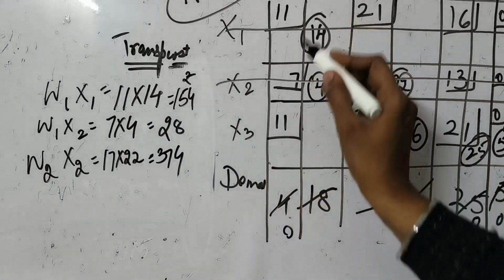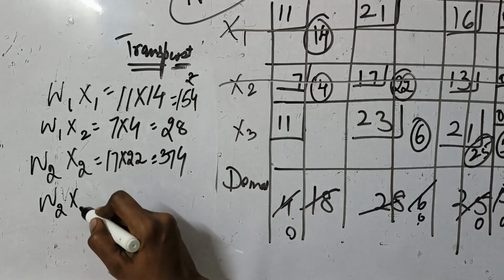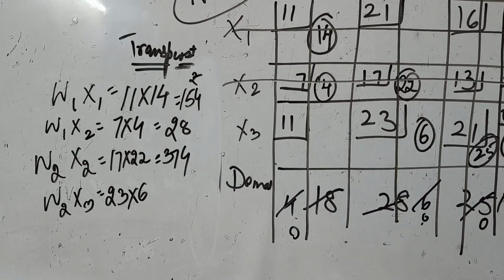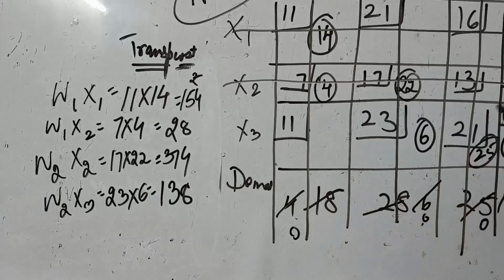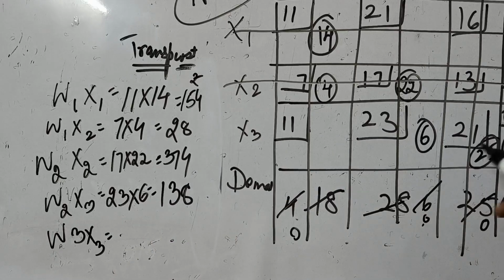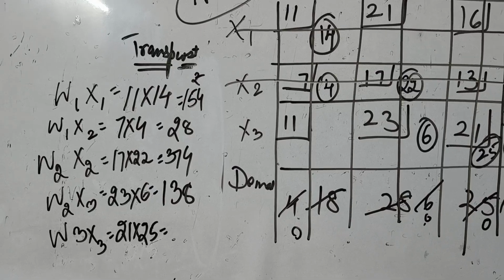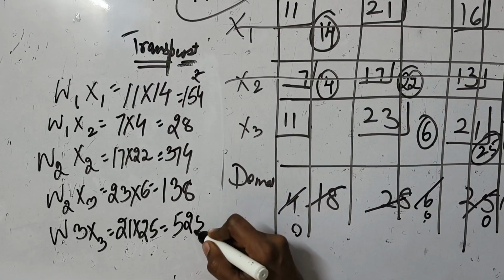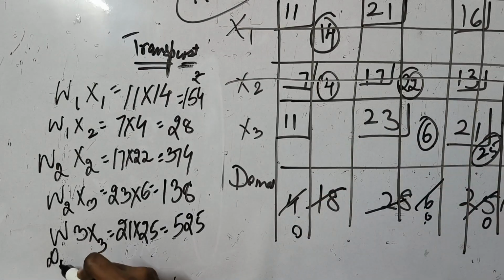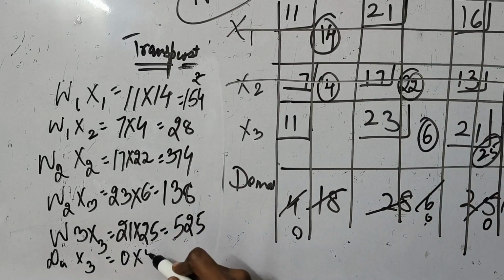The next cell we got is W2 X3, and the values are 23 into 6. It comes out to 138. The next cell we got is W3 X3, and the values are 21 into 25. By this multiplication we get 525. And the last I can see is the dummy row, dummy X3. So we can write here DU X3, and the values are 0 into 5, so it will be 0.